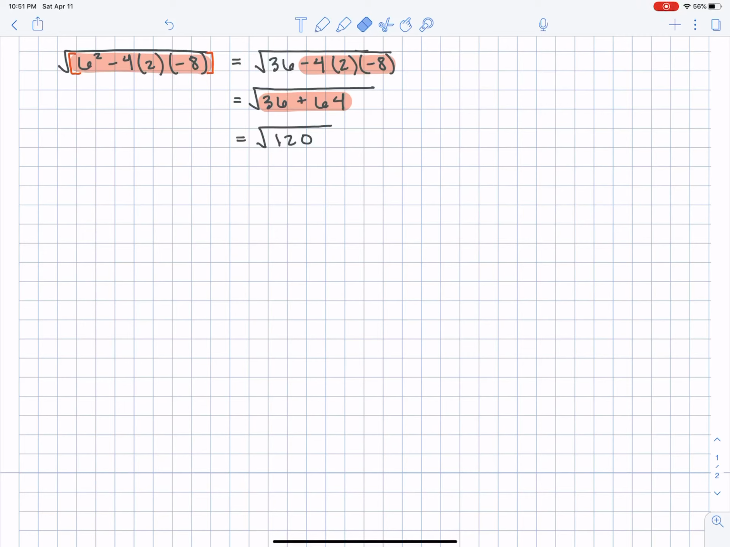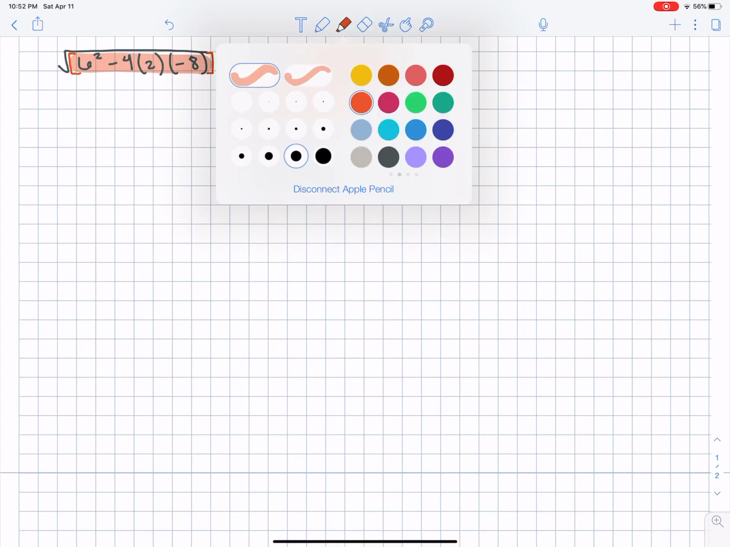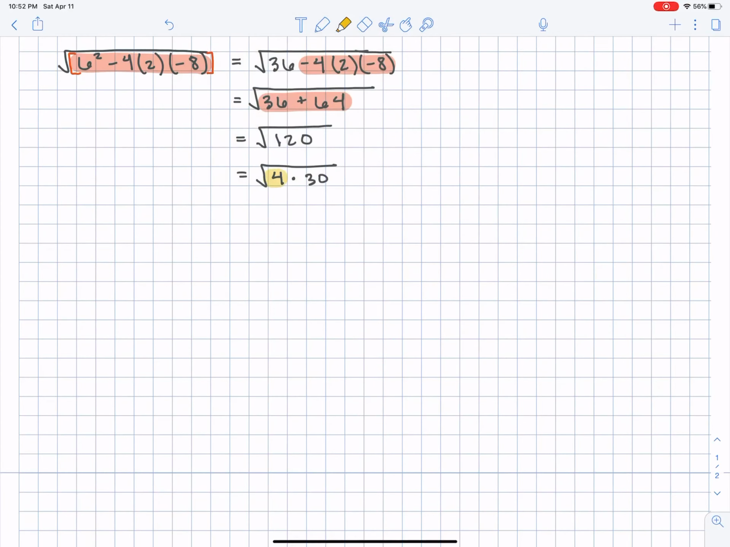All right, now that I have just one number in there, I can go ahead and think of my factors of 120. Now, the factors of 120, there's a whole bunch of them, but the one that I care about is 4 times 30. And the reason that I care about that 4 times 30 is because this 4 is a perfect square, meaning that I can bring it outside the radical, and I have 2 root 30 as my final answer for this one.